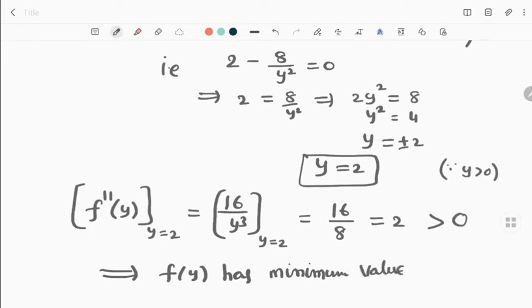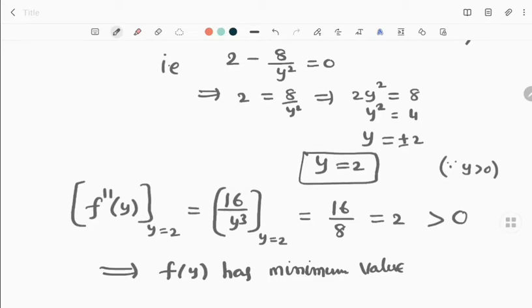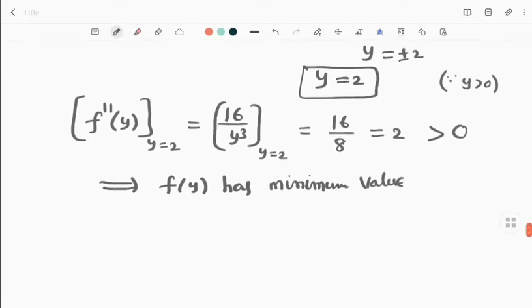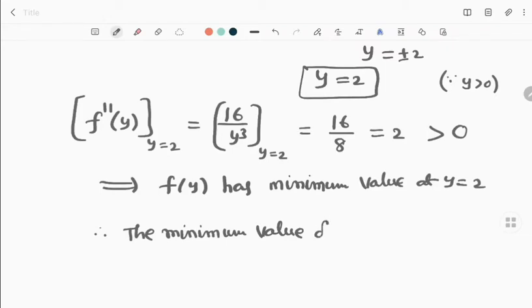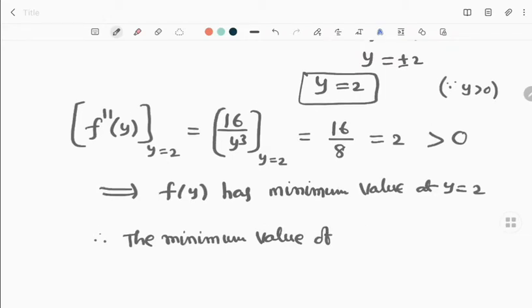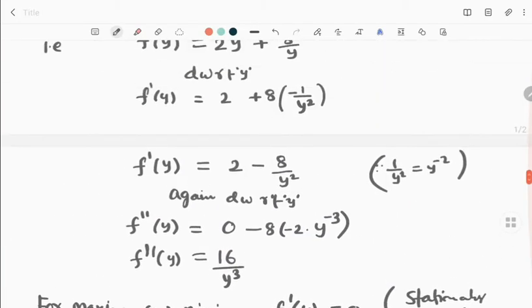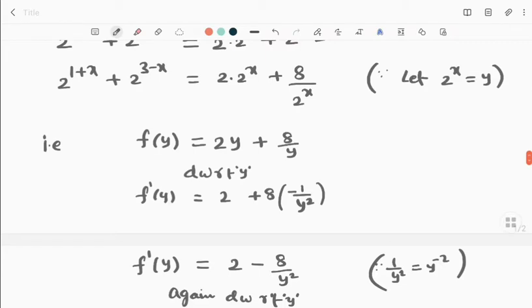What is that minimum value? How to calculate? The value of f of x has minimum value at y is equal to 2. So therefore the minimum value of this f, f of y means f of y is equal to 2 power 1 plus x plus 2 power 3 minus x.